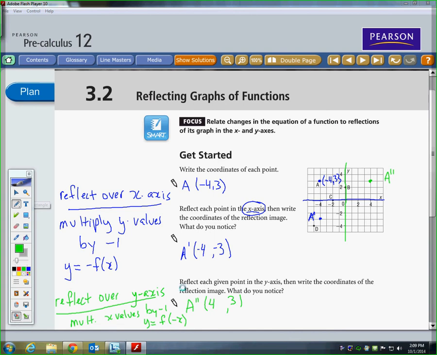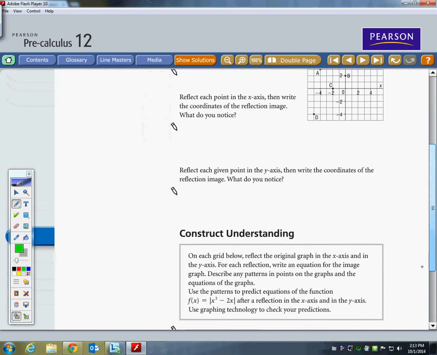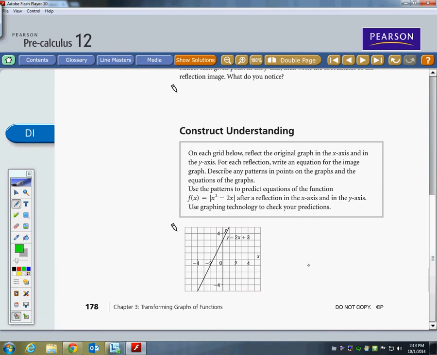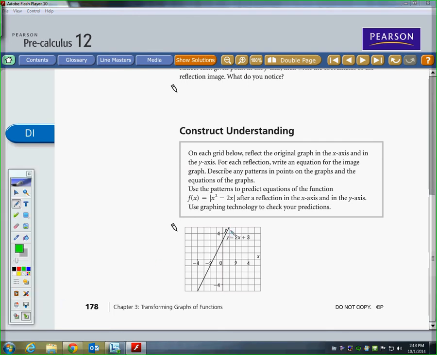If I scroll down to the bottom, it's asking us to reflect this y is equal to 2x plus 3. So here we have a function, y is equal to 2x plus 3, and they would like us to reflect not just points, but a whole line here. So we're going to reflect this first over the x-axis, and then we'll reflect over the y-axis.